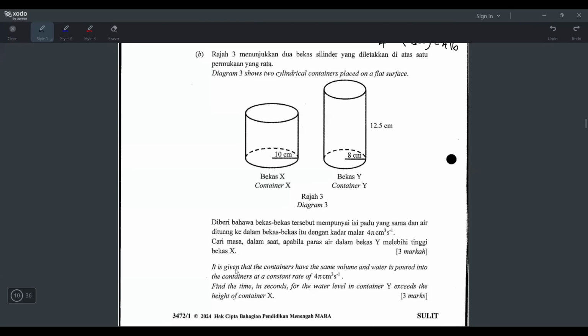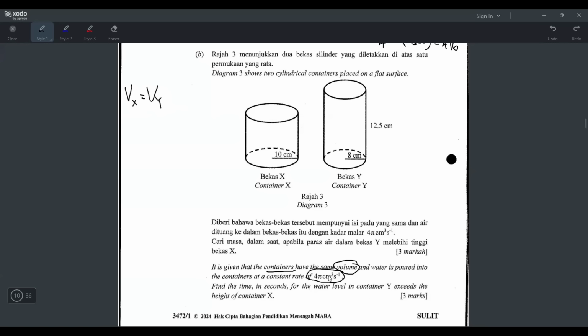Okay, now let's see what it says here. It is given that the containers have the same volume. Oh, so the volume of container X is equal to the volume of container Y. So they have the same volume. And the water is poured into the containers at a constant rate of 4 pi cm cube per second.